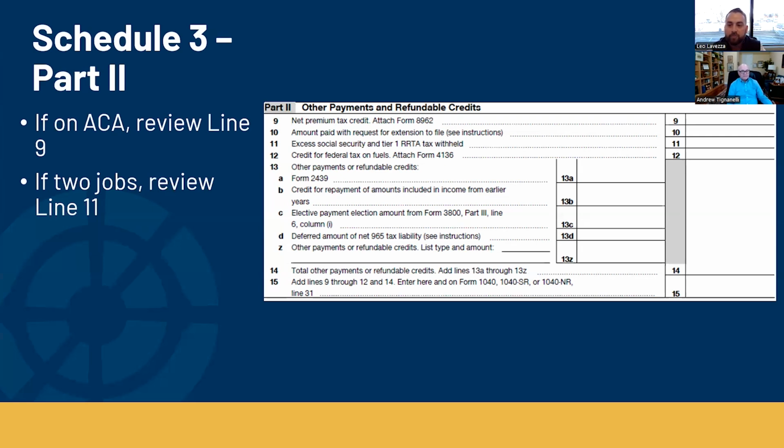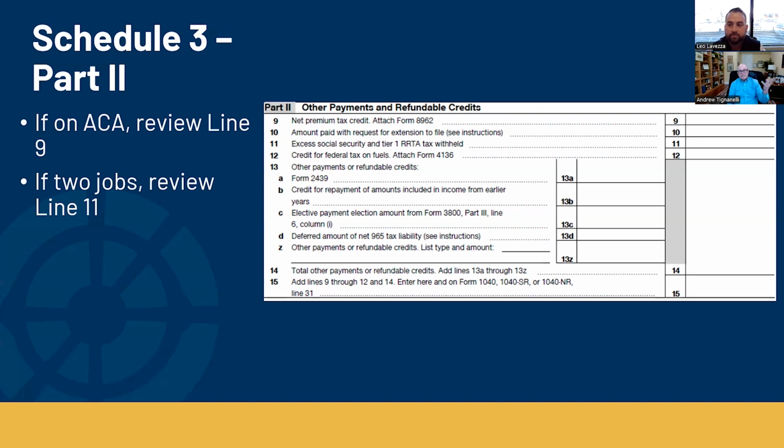Absolutely. And the other big one is line 11. So if you've got two jobs and you've got Social Security taxes being pulled from two paychecks, you want to look on line 11 there because once you go over that Social Security threshold of what's it now, Drew, like 170,000 or so, roughly. Yeah, it's about 175,000 this year, right?